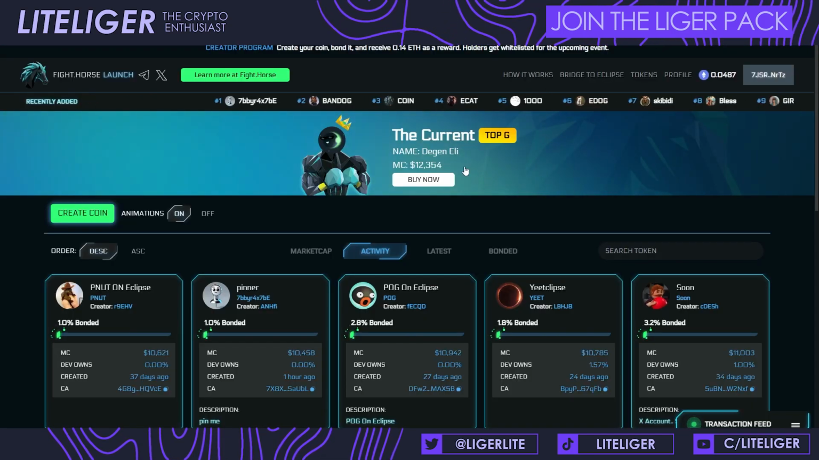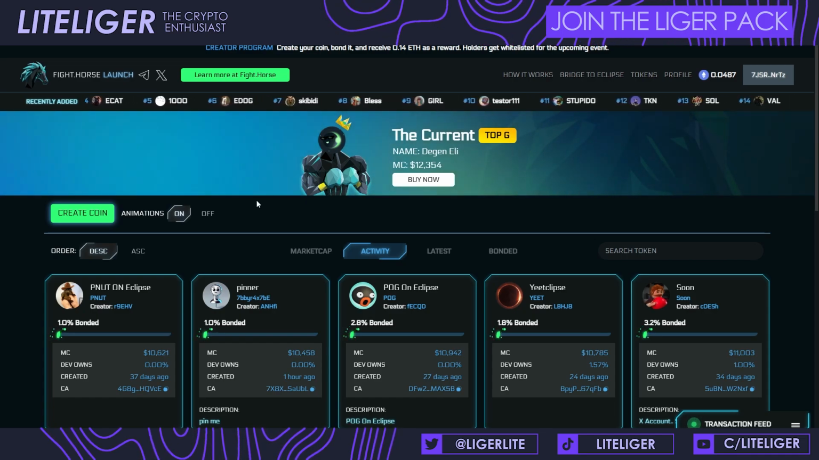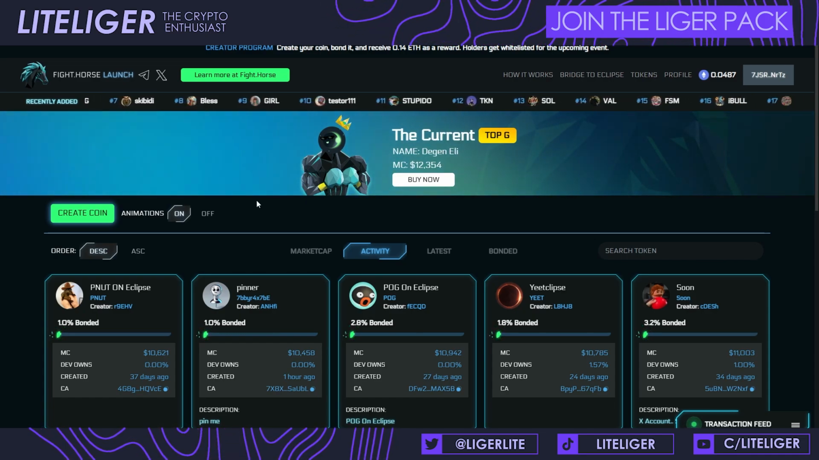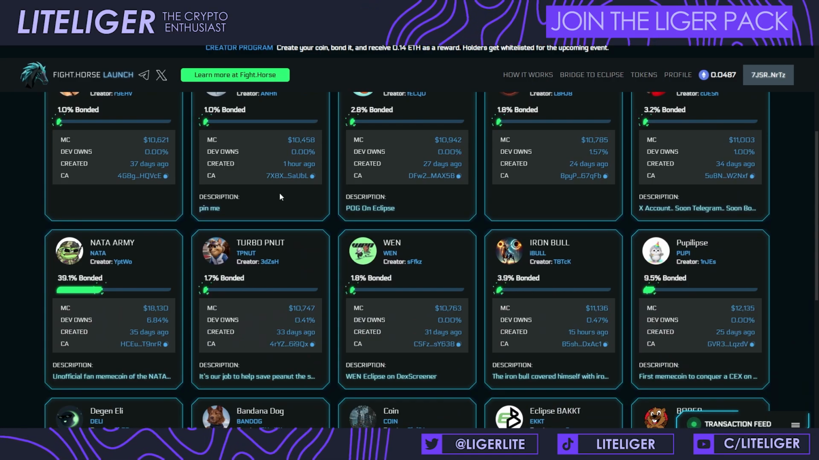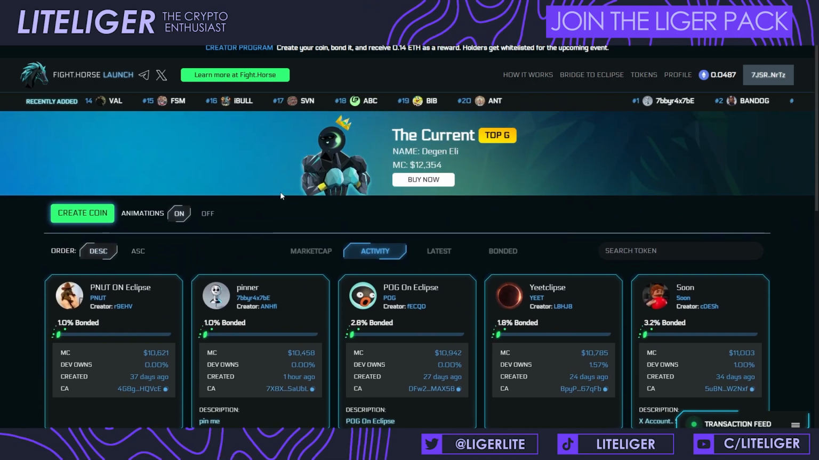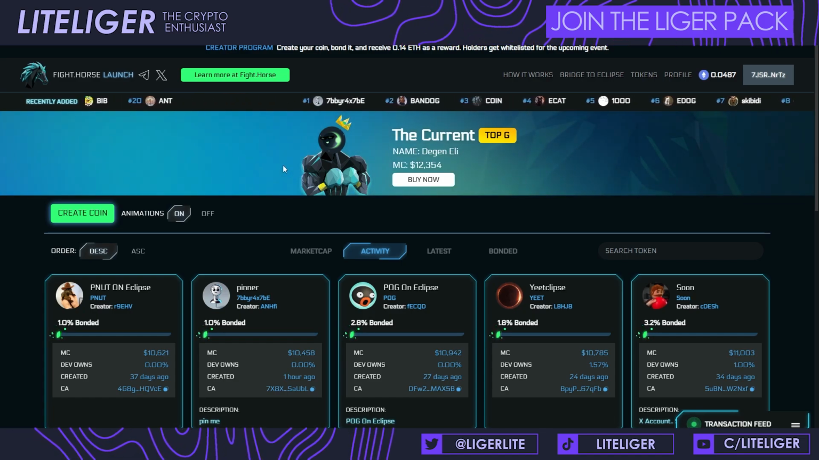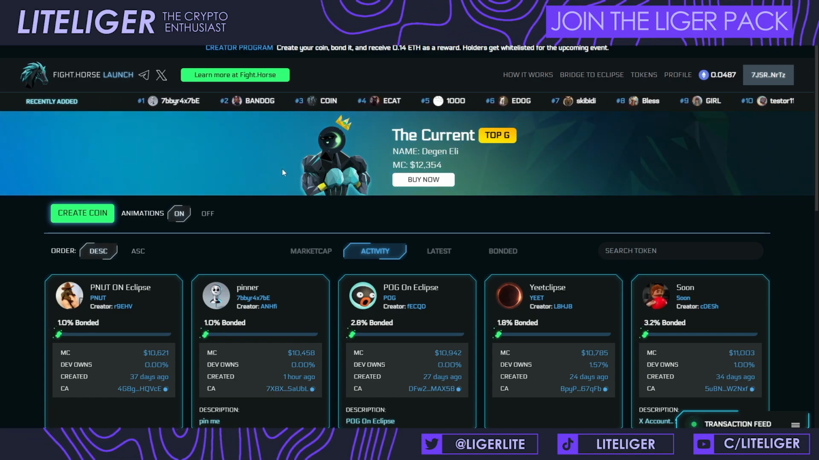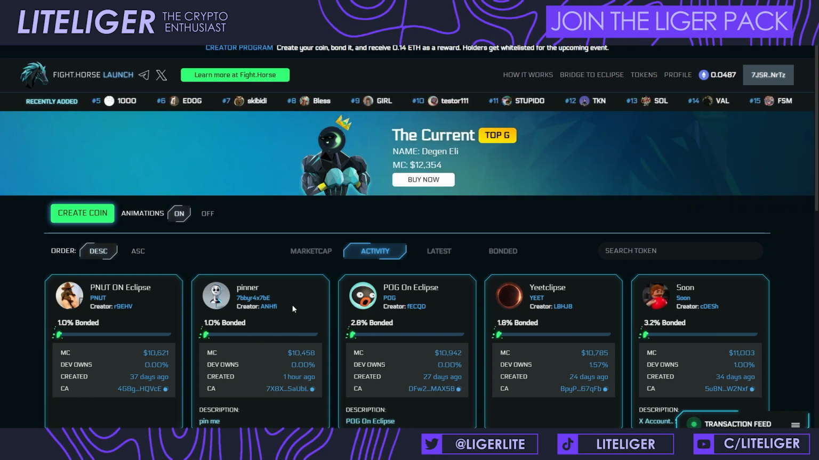Then lastly, we have a memecoin launchpad, another way to accumulate a lot of transactions, called Fight Horse. There's actually a couple of other ones, but this is native to this chain, so it's one that I would recommend doing. And they have probably their own token launch at some point, which is probably going to do okay as well. And that kind of wraps up what I have to share with you guys today.